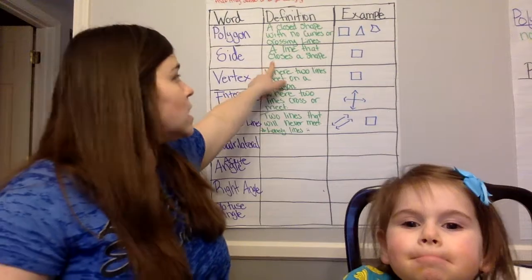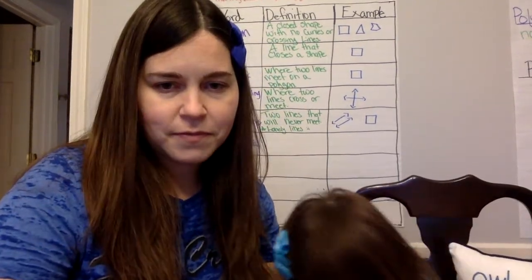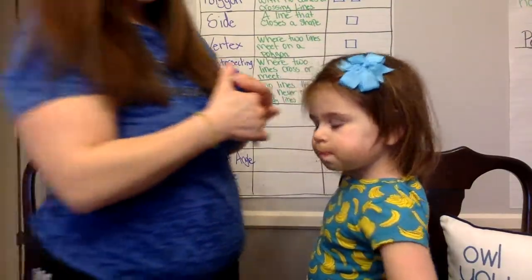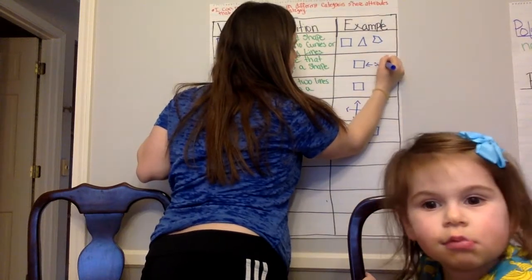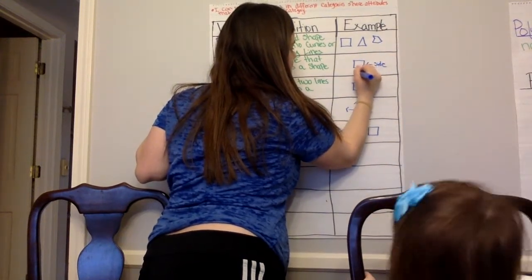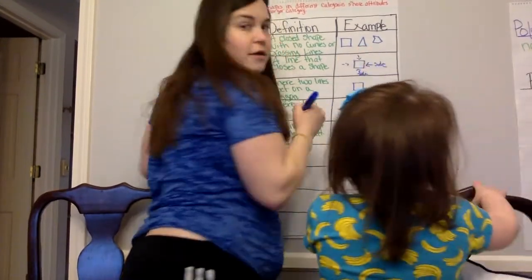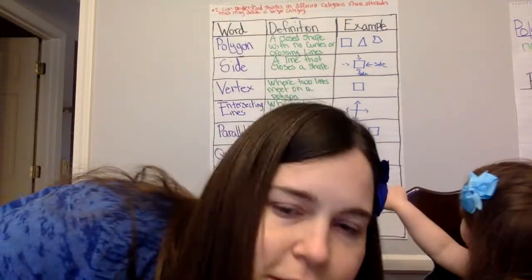So the side is a line that closes a shape. That's all right, Alyssa. I lost my marker. Okay. So this is a side, and this is a side, a side, a side. So that is a square, and it has 4 sides.